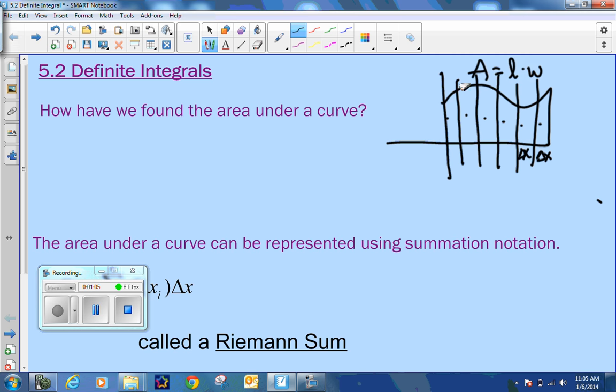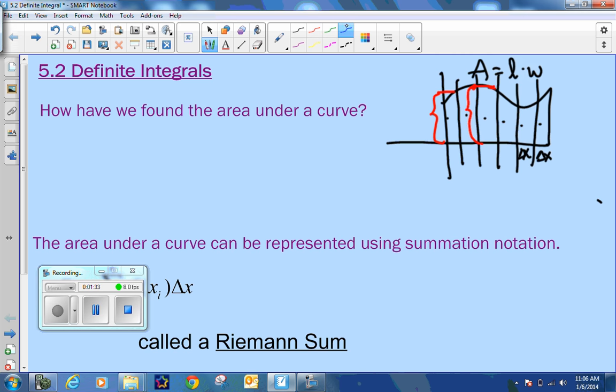All right, then the height we could do different ways. We could do a right endpoint, and then say whatever this height is, that's the length of the rectangle, and the width is that change in X. We also did a left endpoint, where we use the left endpoint right here to figure out the height of the rectangle.